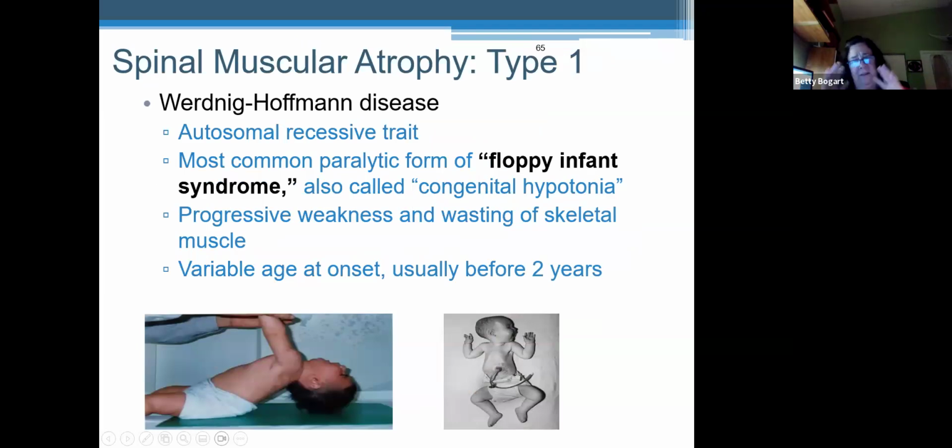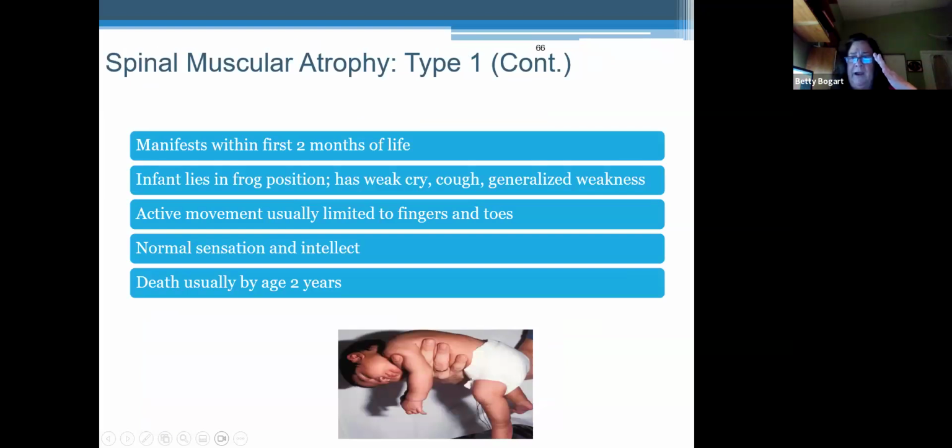This type is the worst of all the spinal muscular atrophies. It's called Werdnig-Hoffmann. It's also called floppy infant. We usually see this right after 2 months, where they're not lifting their head, they're not rolling, they're just laying there. They're barely even trying to suck, swallow, and breathe. They're not crying. You can see that they're weak, okay? They usually die by age 2. There's nothing we can do.